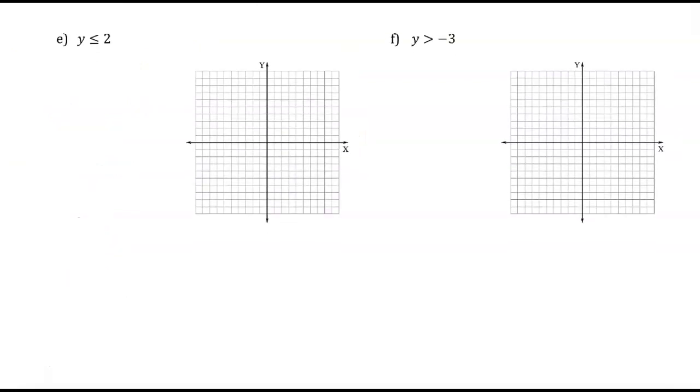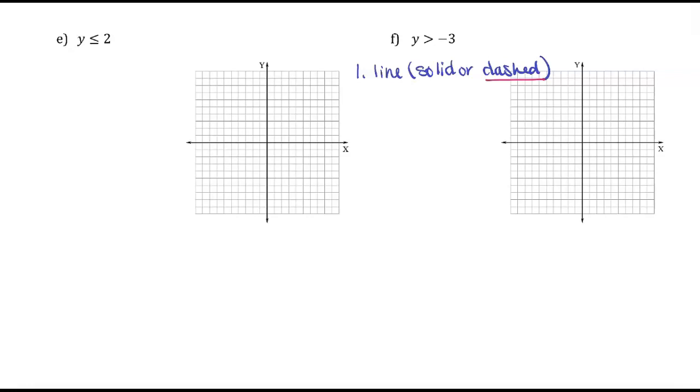In part F, we have a similar but different situation. Again, we have just one variable, but this time it's y instead of x. Let's talk about this line. Because it's a strict inequality that y needs to be strictly greater than -3, we will draw a dashed line. Ordered pairs on the line are not part of the solution set.